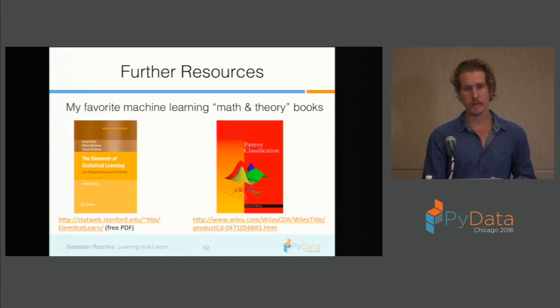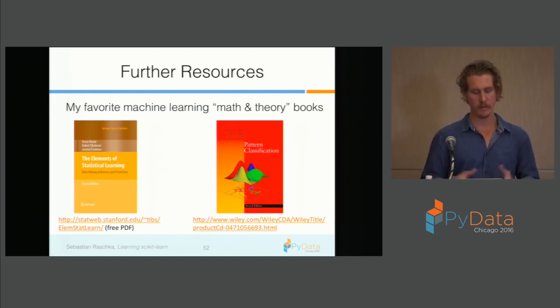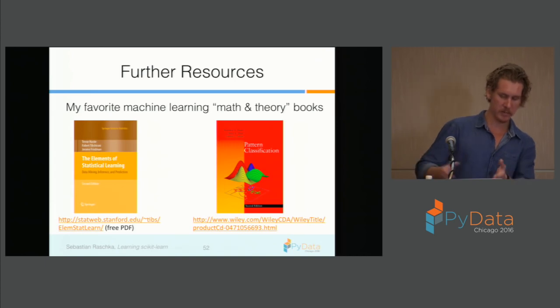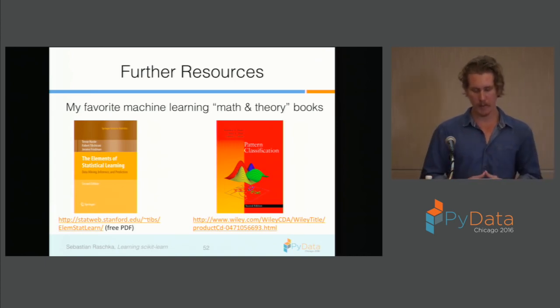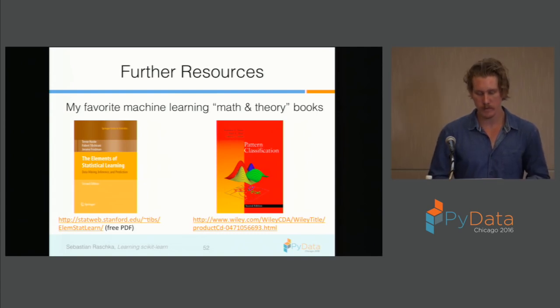For the theory parts, these are my two favorite books. The left one, Elements of Statistical Learning, is a free book. I recommend this. This is also maybe my favorite one because it was my first machine learning and pattern classification book years ago, so it has a special place in my heart. But they are both great. They talk about the statistical underpinnings of the algorithms.